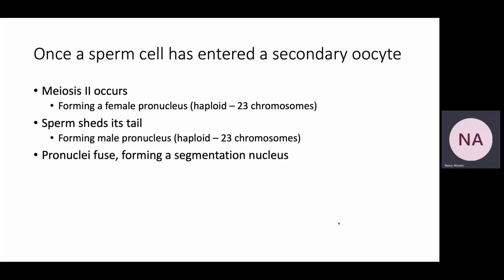Once the sperm cell has penetrated the secondary oocyte, we know that meiosis II occurs. It forms what's known as a female pronucleus, which is haploid, 23 chromosomes. The sperm will shed its tail, which is going to form a male pronucleus, also haploid, 23 chromosomes. They will fuse, forming what's known as a segmentation nucleus, containing 23 pairs of chromosomes.